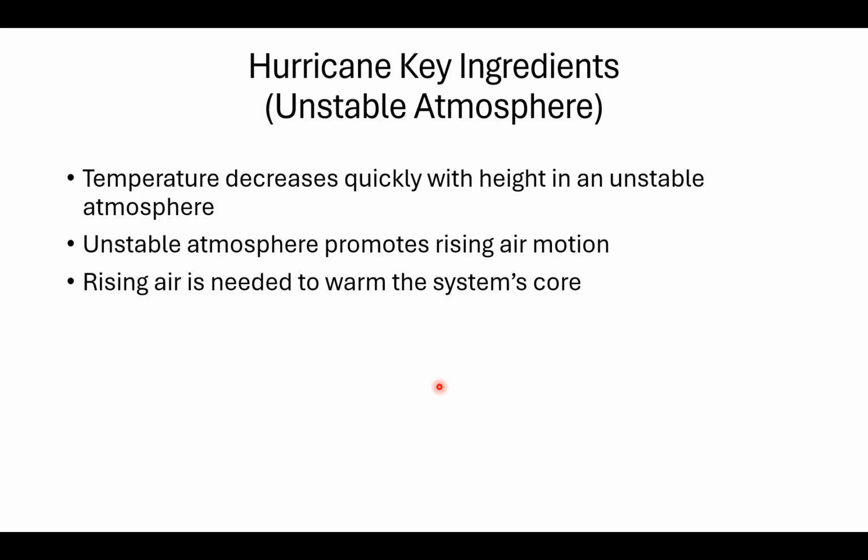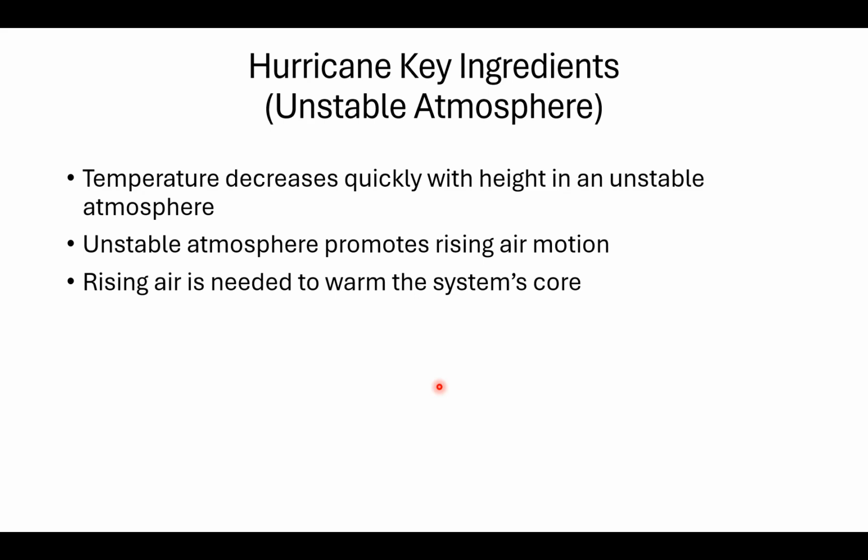The greater that difference in the temperature, where you get very cold air aloft over a very warm surface, that's going to promote more vigorous rising air motion and stronger updrafts. And that's exactly what you want with an unstable atmosphere. So that promotes that rising vertical air motion. That rising air, you want that to continue. It's needed. It's basically like a heat engine, a hurricane.